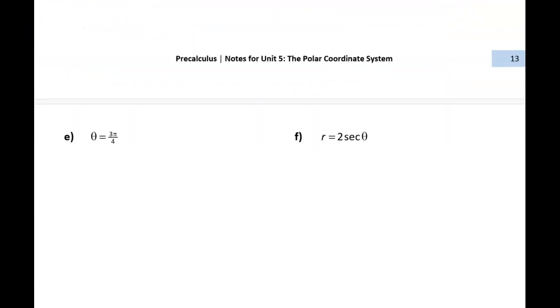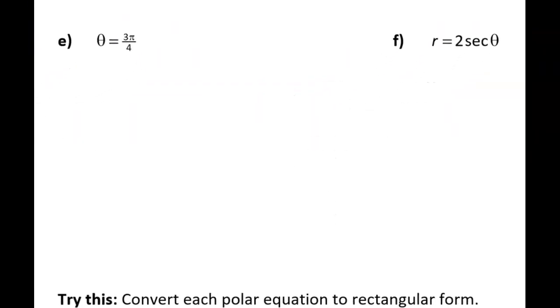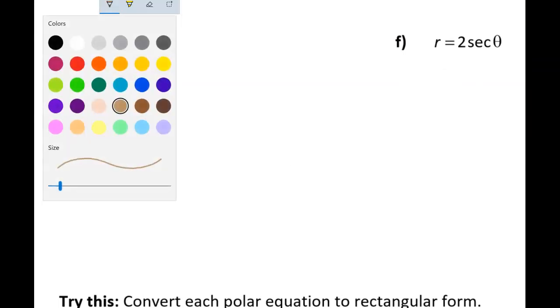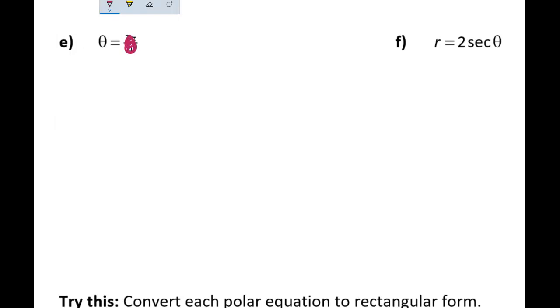All right, let's check out another example. Theta is equal to 3 pi over 4. That one is a typo. Let's change that one in your copy. That somehow radians sneaked in here. That should be theta is equal to 135 degrees.